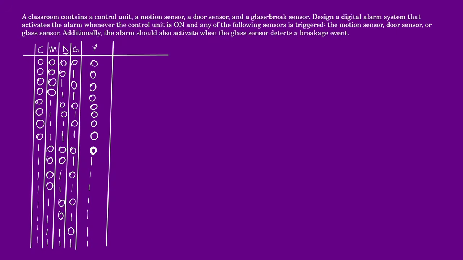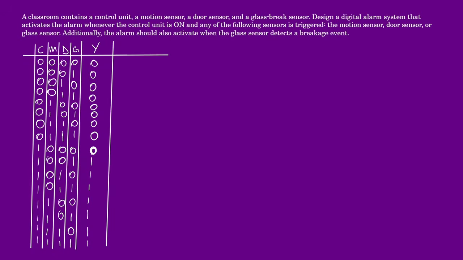So it's important to know that the way we analyze the question, the alarm being active when the glass sensor detects a breakage event is going to trigger our alarm Y. Okay, so this is our alarm Y being triggered by the breakage event.